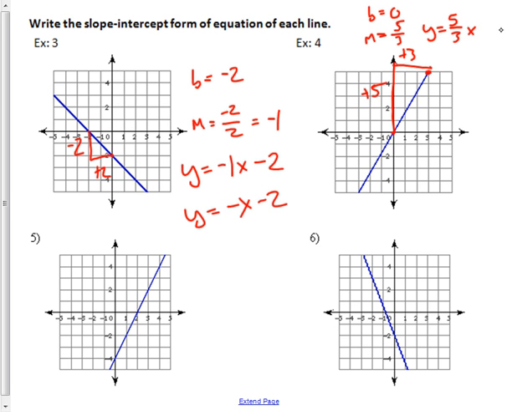Now I don't have to do +0 because well, you add 0 to anything, it's not going to change. So your answer there is y equals 5/3 x. We can go ahead and circle this for our answer here.